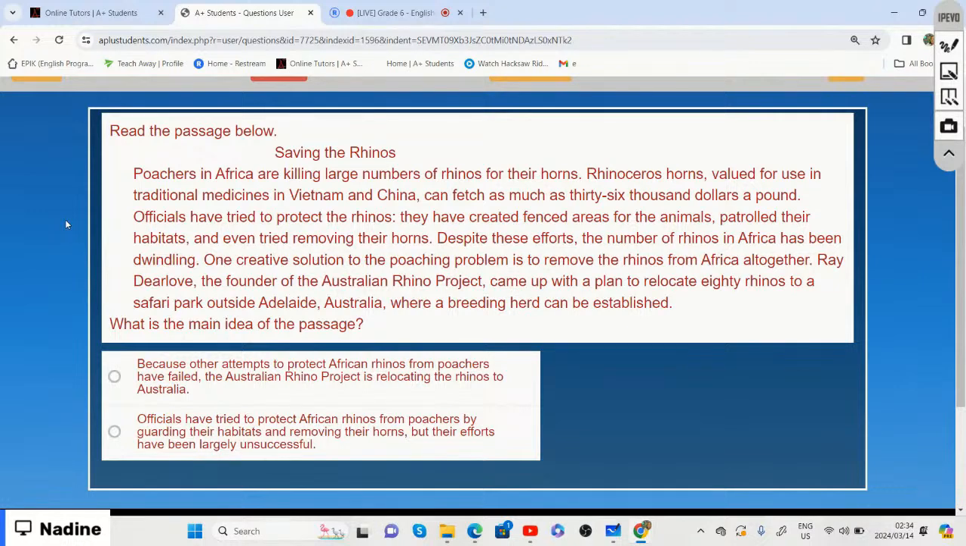So now we need to select the main idea in the passage. It says, option one, because other attempts to protect African rhinos from poachers have failed, the Australian Rhino Project is relocating the rhinos to Australia. Or option two, officials have tried to protect African rhinos from poachers by guarding their habitat and removing their horns, but their efforts have been largely unsuccessful.